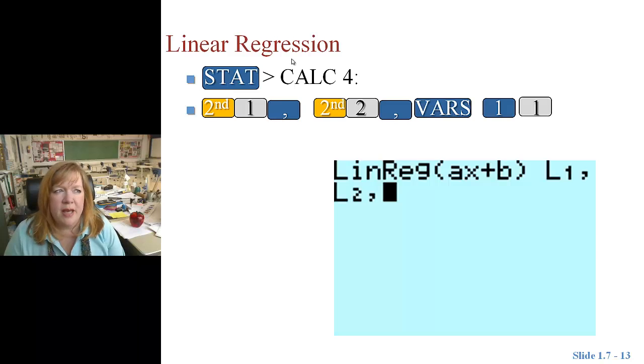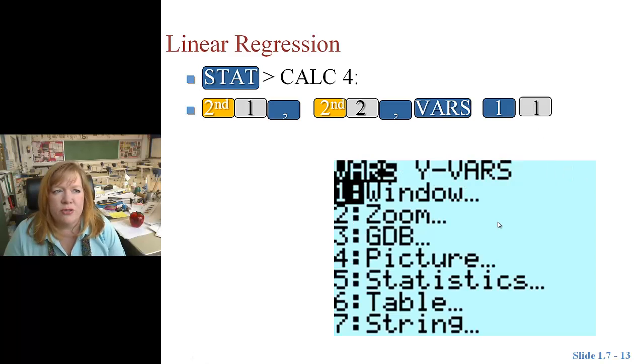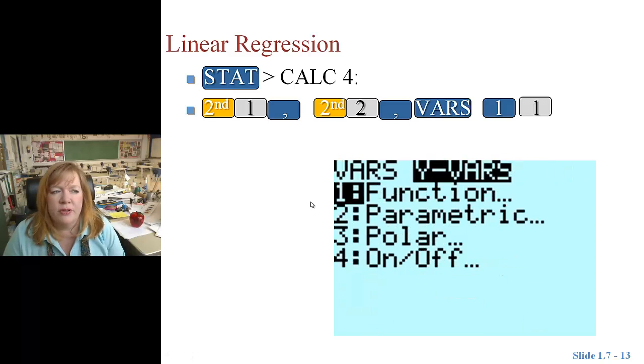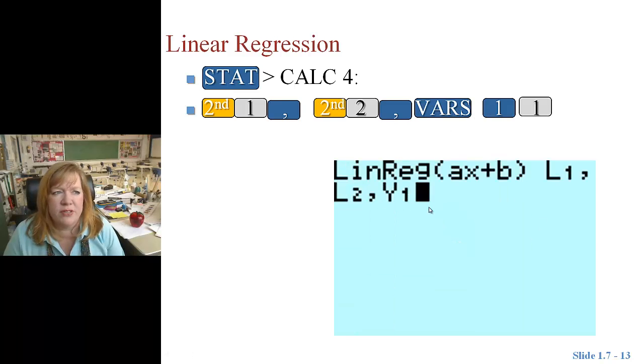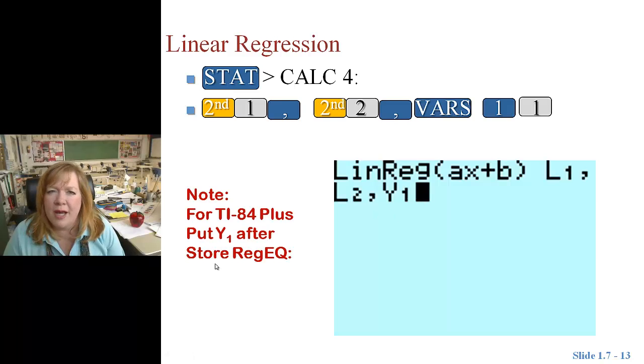So L1, L2, to get that you do second, number 1, second, the number 2. Then to get the Y1, you go to vars and hit 1, 1. So if we go to vars, we arrow to Y vars and hit number 1 and then hit number 1. Forgot the Y vars thing in there. Now, on the TI-84, you put the Y1 after the store reg equation.